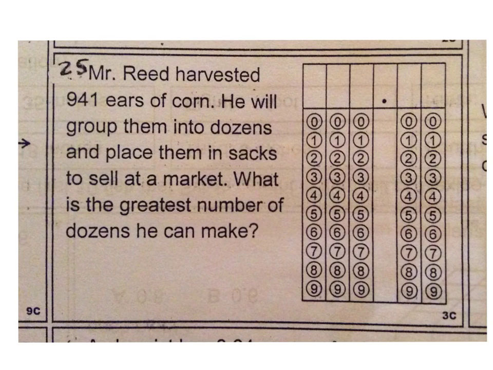Okay, number 25. Mr. Reed harvested 941 ears of corn. He will group them into dozens and place them in sacks to sell at a market. What is the greatest number of dozens he can make? Okay, you're not going to have to worry about your remainder if you come up with a remainder. He just wants to know how many dozens he can make.